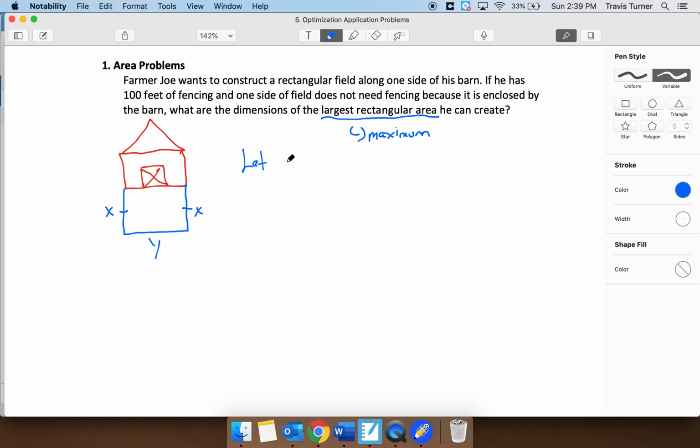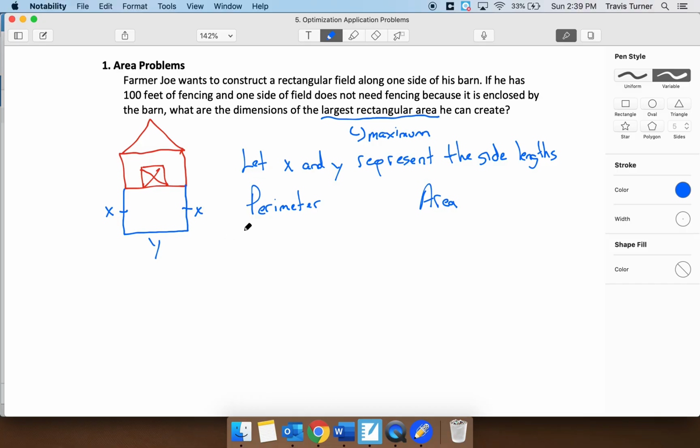So we say let X and Y represent the side lengths. So, two things to think about. If I want this fence and this fence added up to be 100, that is involving the perimeter. So these questions will always involve the perimeter and the area.